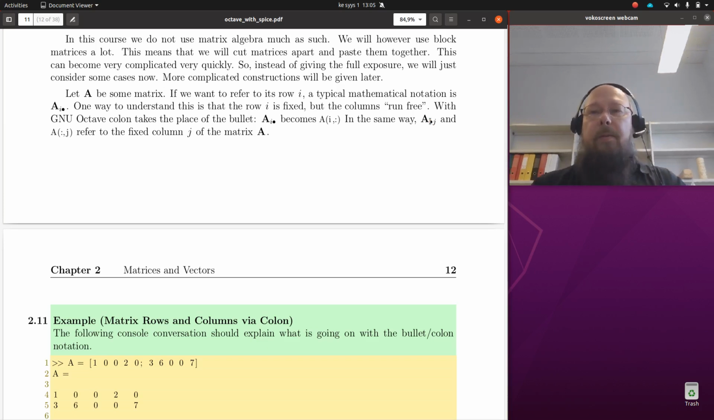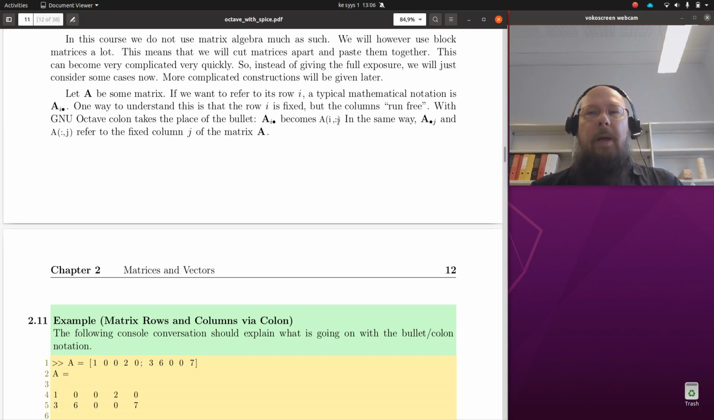How do we do this with Octave? In Octave it works in a very similar way. This is the so-called colon notation. So this A i bullet becomes A in parentheses i, comma, colon. This is the row that's fixed, and then we have the columns running free. So the bullet is actually a colon.